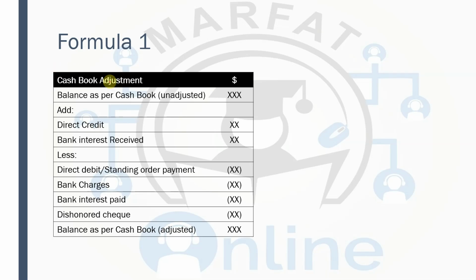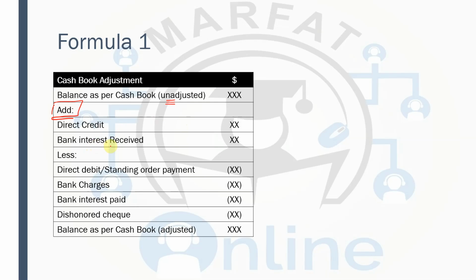So first of all, starting with the balance as per cash book, and that is going to be the unadjusted balance. What things are you going to add? Add the direct credit. Now hopefully you remember from the last slides, direct credit is the amount which was directly credited in your account, which directly came into your bank statement. So it was being shown over there, but it is not yet being added to the cash book. So add it in the cash book.